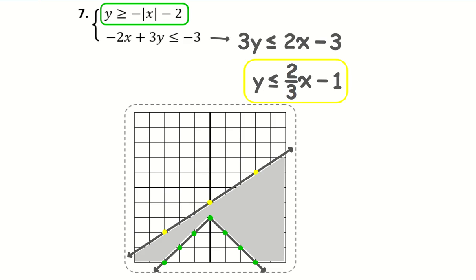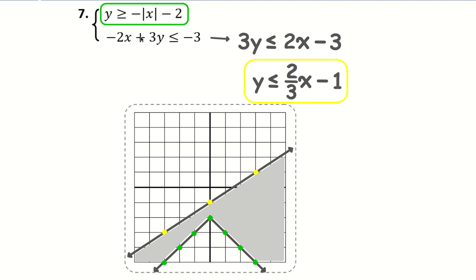Number 7, it's the same basic thing, but now we're tossing this one in there, which you should recognize as a V graph because of the absolute value. So where's the vertex? Since there's nothing here after the x, there's no shift right or left, and this -2 means we shift it down 2. So from this vertex, there was no shift left or right, but there was a shift down of 2.